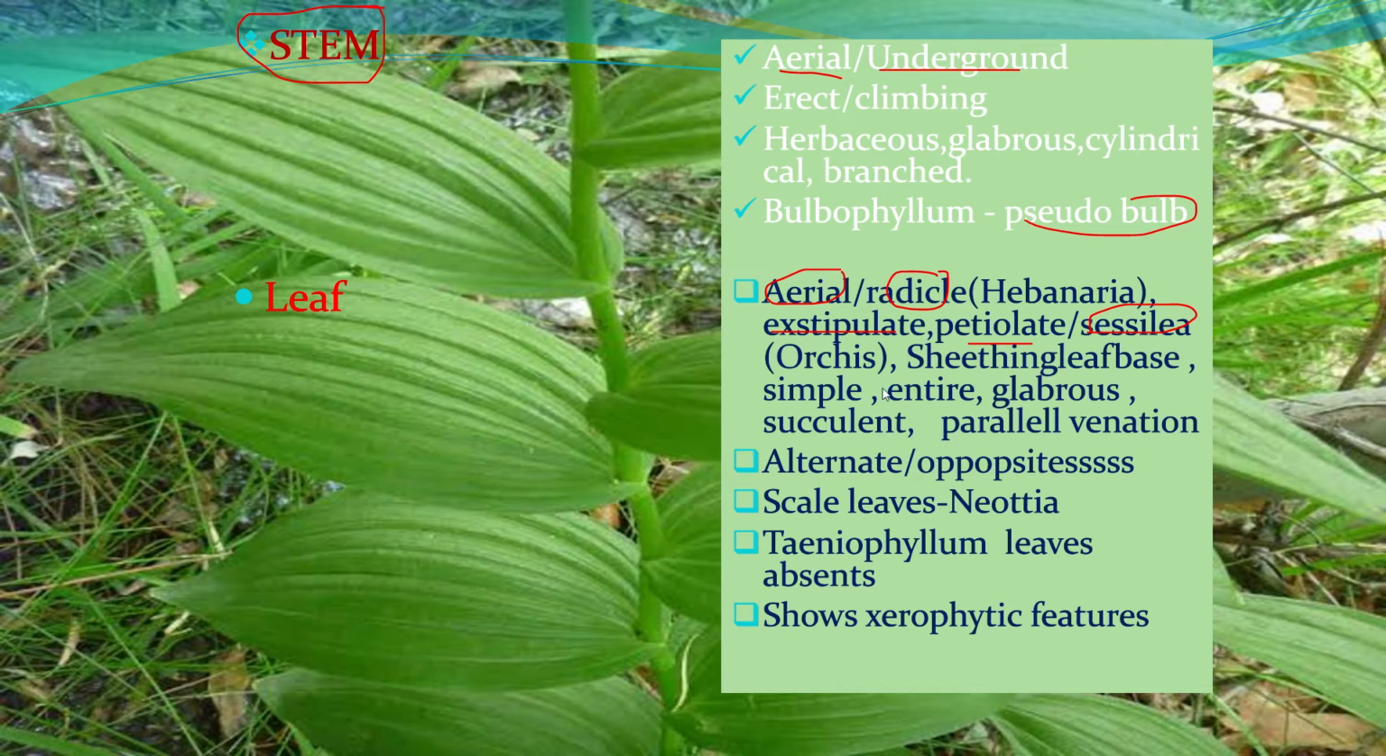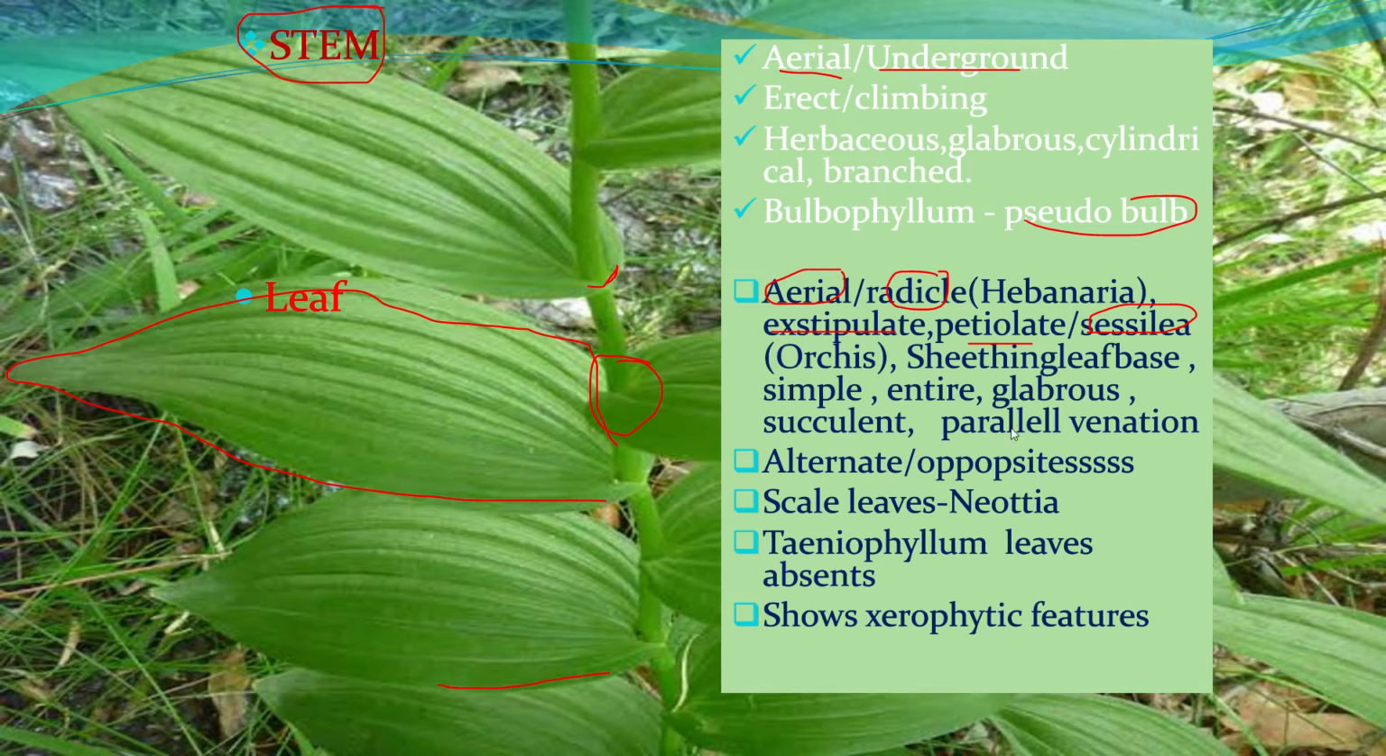A sheathing leaf base is present. You can observe there is a leaf. This is the leaf base. This leaf base is covered with the branch or stem. This type of leaf base is called a sheathing leaf base. Leaves are also simple. Only one leaf is present on the node, so it is called a simple leaf. The margin is entire, so the leaf margin is very smooth.